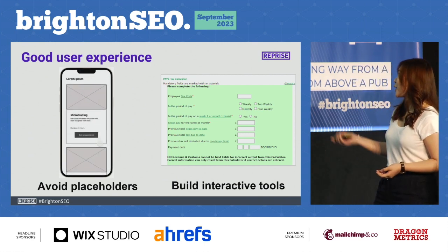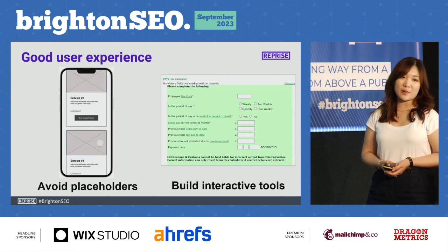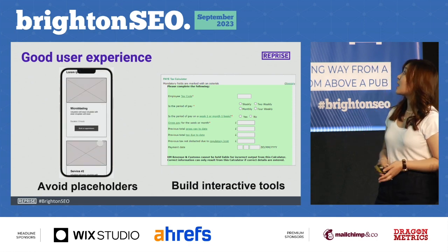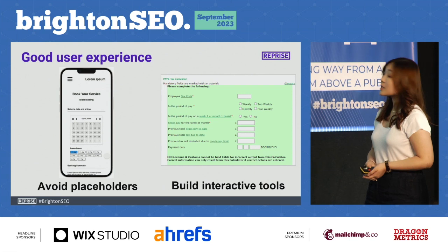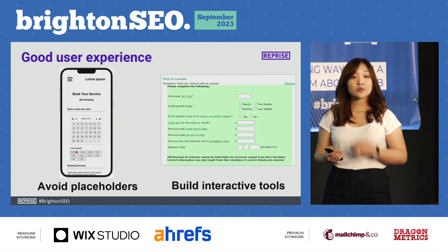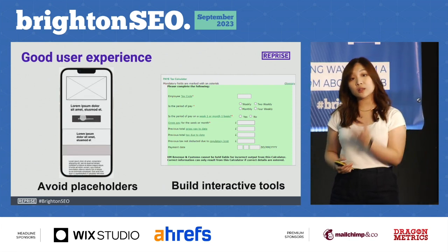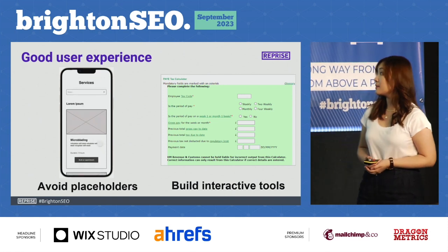An example here is the PAYE tax calculator by Actionable. What it does is that people simply put in some numbers, and it helps people get what they need, bypassing the long, complicated formulas behind it.